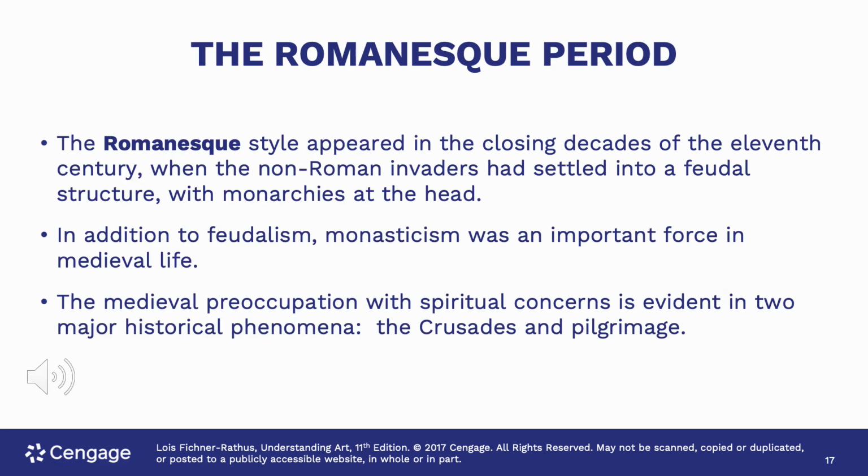The Romanesque period developed around the 11th century. Churches were designed to accommodate large numbers of pilgrims traveling to religious sites. Romanesque architecture features thick walls, rounded arches, barrel vaults, and small windows.